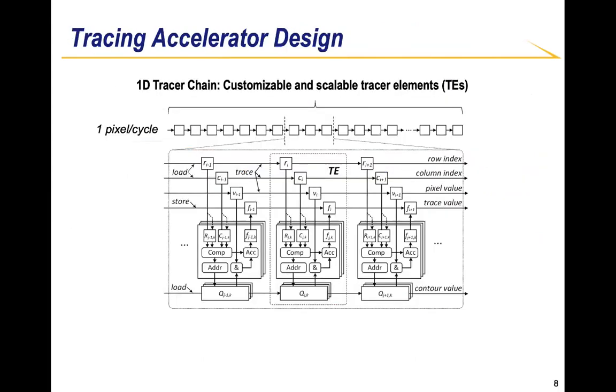This figure details the tracing accelerator design. It is a 1D systolic array composed of customizable and scalable tracing elements, TEs. It takes one input pixel at each clock cycle. Each TE preloads tracing information for 8 different cells. For each cell, we keep the cell center and the 25 by 25 binary cell contour for the trace extraction.